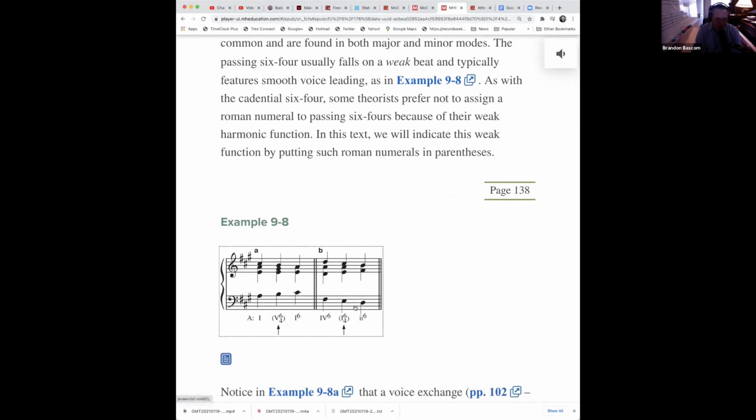The passing 6/4 usually falls on a weak beat and typically features smooth voice leading, as in example 9-8. As with the cadential 6/4, some theorists prefer not to assign a Roman numeral to passing 6/4s because of their weak harmonic function. In this text, we will indicate this weak function by putting such Roman numerals in parentheses. Well, that's good. They're going to at least acknowledge them.